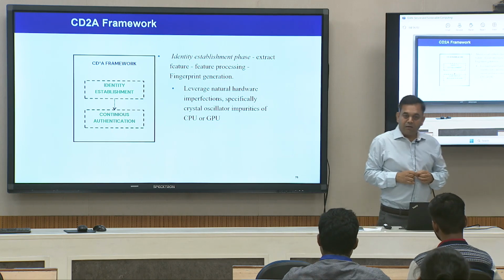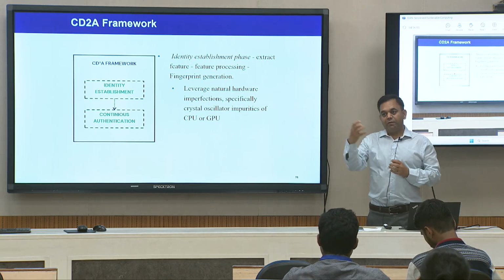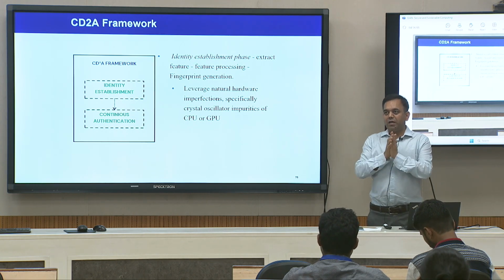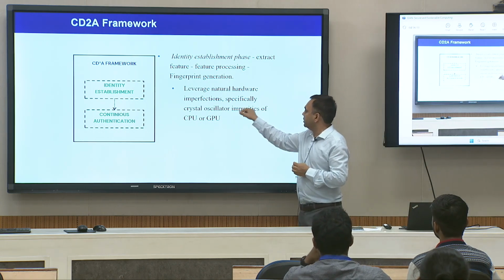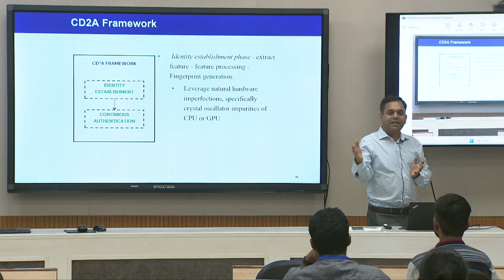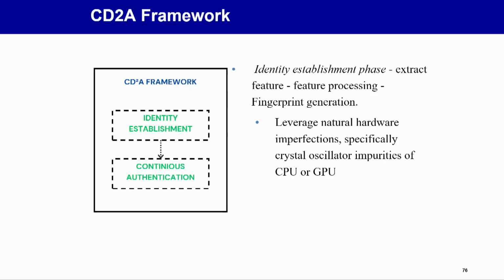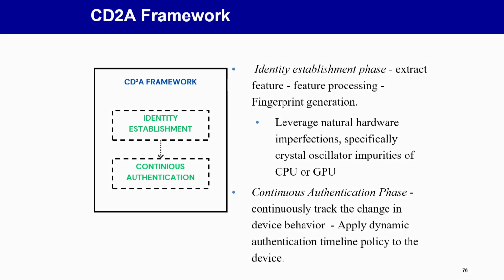How we have done it is, for each device you put in NOP instructions, so it's not doing anything, and then for crystal oscillator impurities you just capture the CPU cycle count. Yeah, and then you store it for some time, then you reboot the device and store it again, and reboot the device and store it again for some time. Yeah, and then over some executions you come up with a fingerprint that will be very unique to that device.